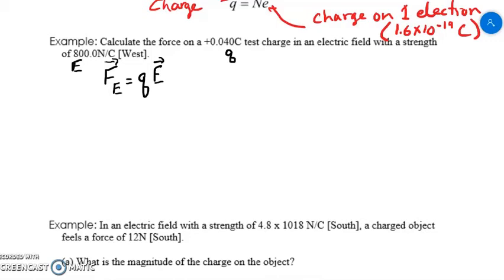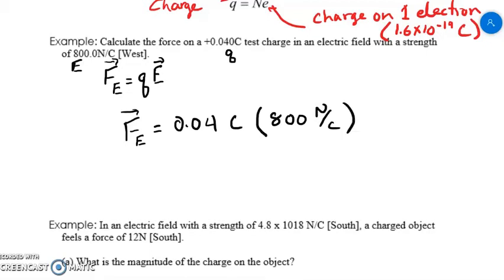No conversion necessary. So the force that this is going to experience is going to be 0.04 coulombs times 800 newtons per coulomb, and that equals 32 newtons.